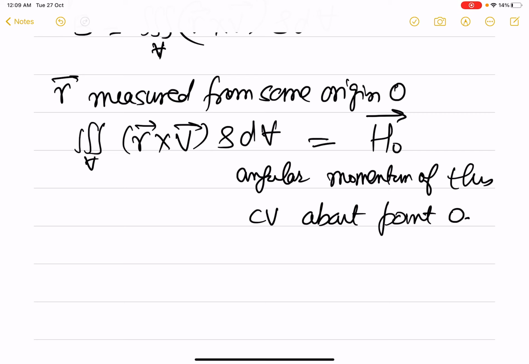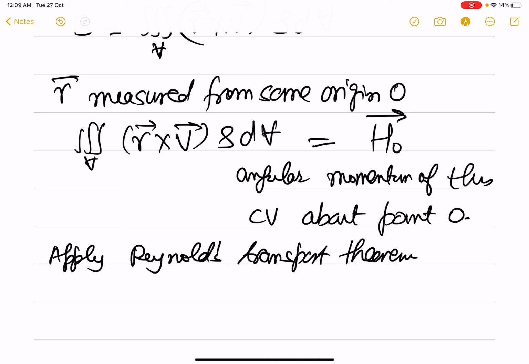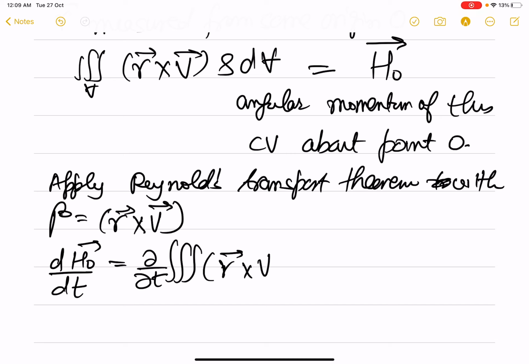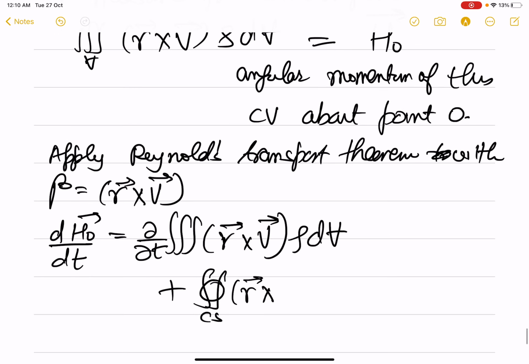Now, if I apply the Reynolds transport theorem with beta equal to R cross V, which is nothing but angular momentum per unit mass, then what we get is the material rate of change of H_O, dH_O by dt, is equal to d by dt of the volume integral of R cross V rho dV plus the integral on the control surface of R cross V rho V dot n dA.